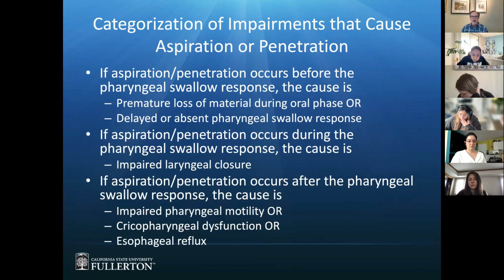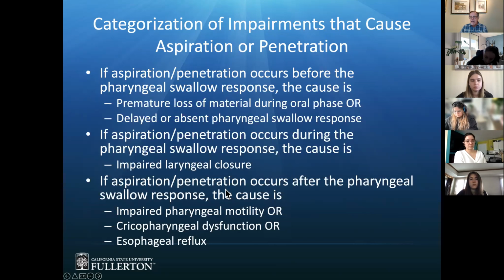Okay, now I just want to say a word about the categorization of impairments that cause aspiration or penetration. Basically, you can see these 3 bullet points divide aspiration according to when it occurs. Either before the pharyngeal swallow response has occurred, second bullet point, during the pharyngeal swallow response, or third, after.